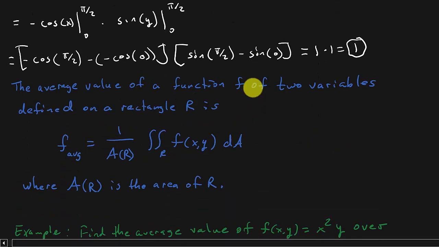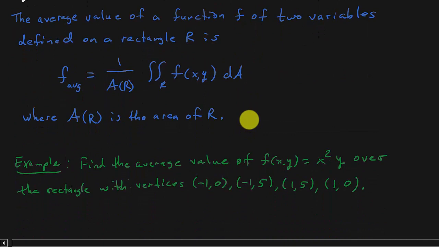All right, so let's look at this. We've got the average value of a function f of two variables defined on a rectangle R. Remember you've done average value of a function before. When you did it before, you were integrating from a to b of f of x dx, times 1 over b minus a. That would give you the average value.